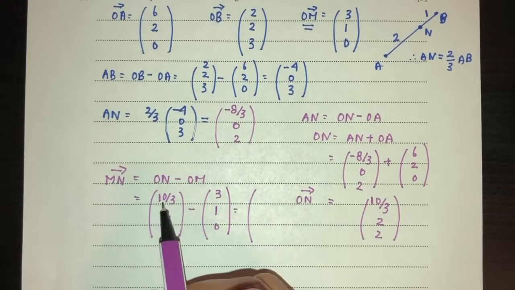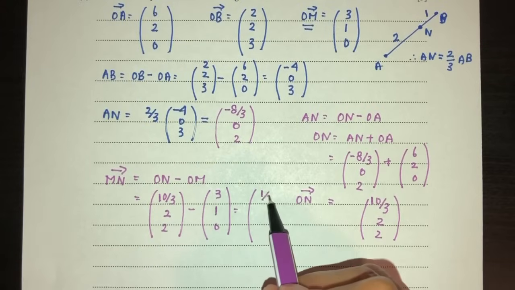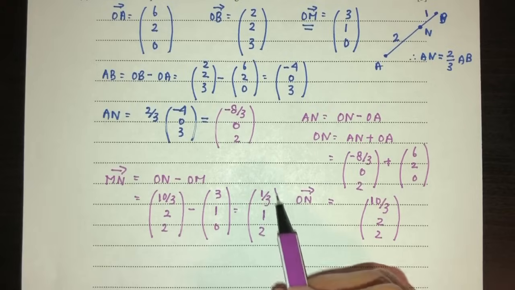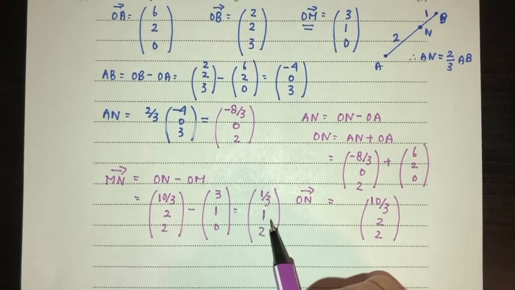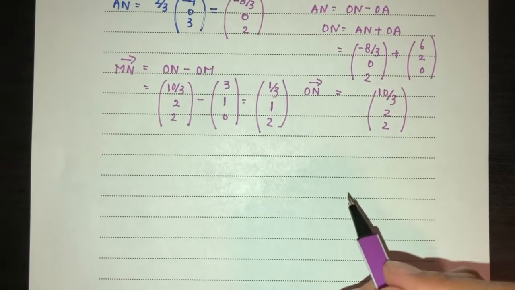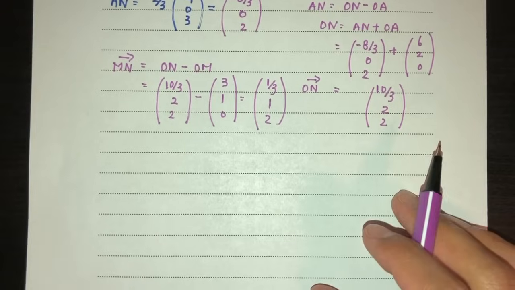So that will be equal to 9 over 1 over 3, this will be (1, 3, 2). So that will be your direction for this line MN. Now, how do you find the equation of a line, a vector equation of a line?